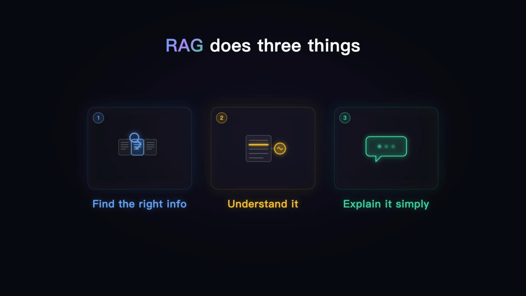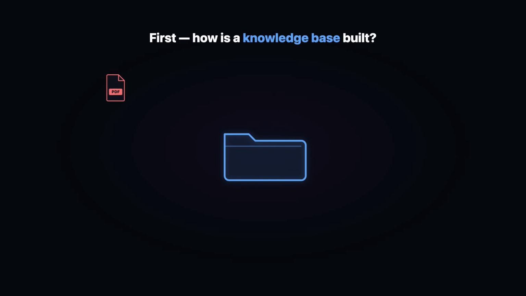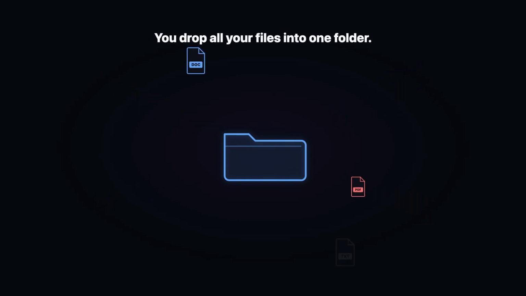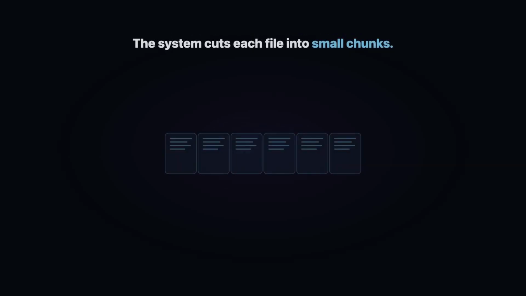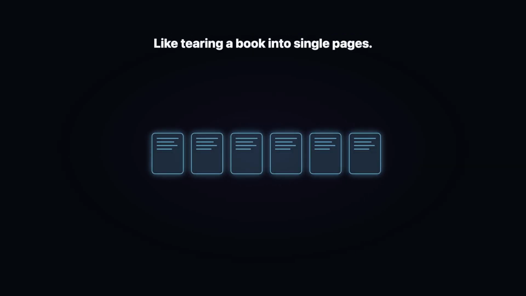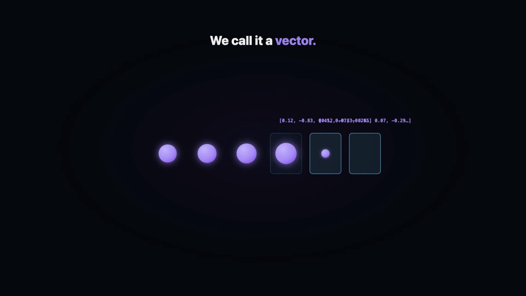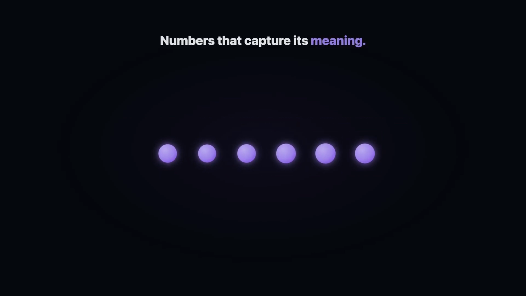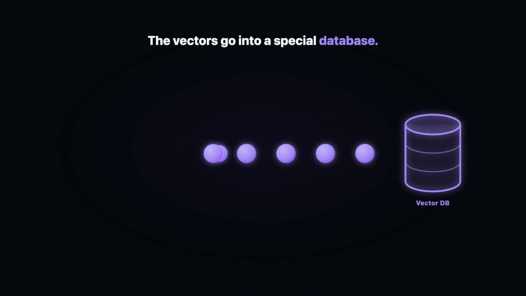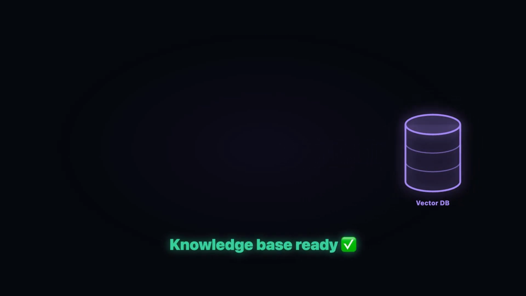Before the three steps, let's see how the knowledge base is actually built. You drop all your files into one folder. PDF, Word, text files, anything works. The system cuts each file into small chunks, like tearing a book into individual pages. Each chunk of text gets converted into a string of numbers. We call it a vector. This string of numbers represents the meaning of that text. These vectors get stored in a special database, called a vector database. And there you go, your knowledge base is built.